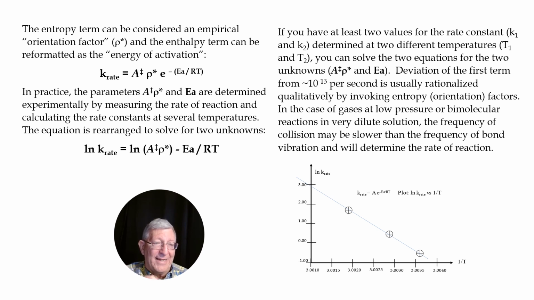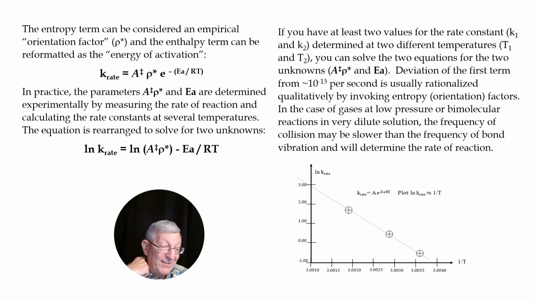Now I can use that equation, but that's not a linear equation. It's got some exponential thing. So to linearize that, I will take the log through both sides of that. So the natural log of the K rate, which I can measure experimentally, is going to be the natural log of these two factors that are multiplied together, the frequency factor and this orientation factor, or this entropy factor, and minus E sub A over RT, the energy of activation.